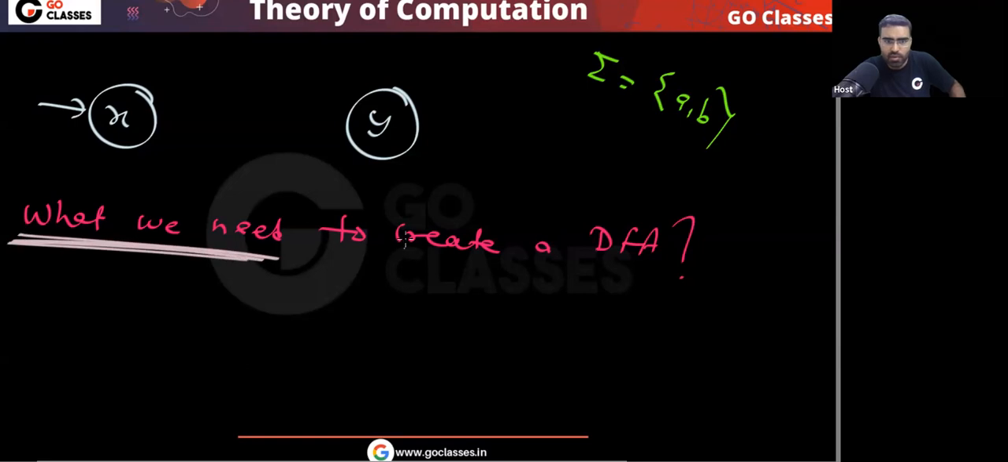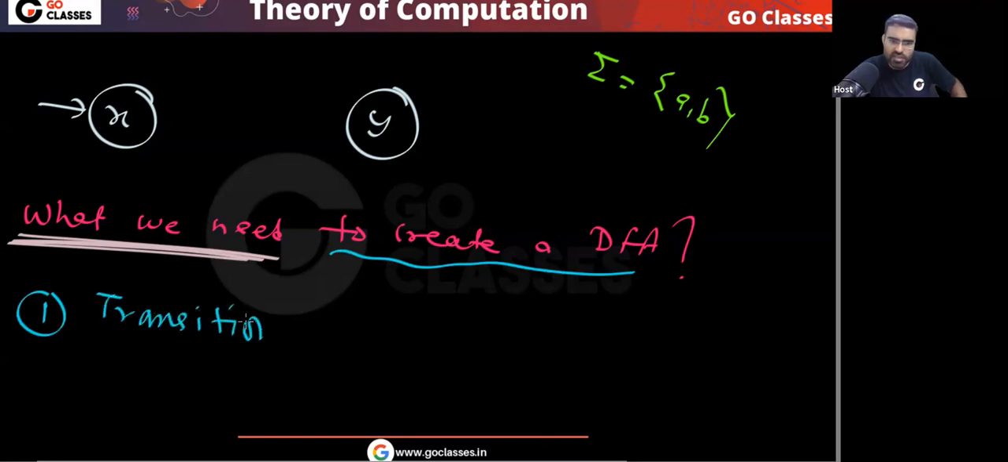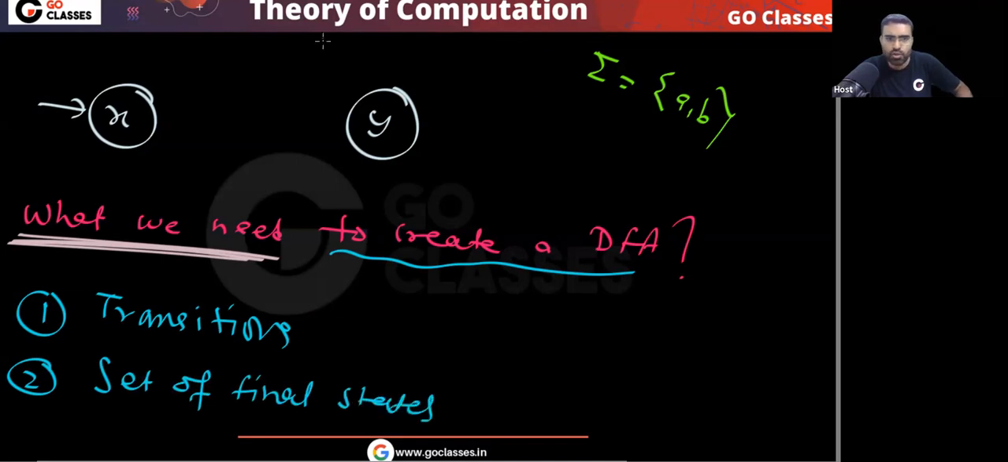What do we need to create a DFA? Two things you need. One thing is transitions. The second thing is the set of final states. Yes or no? Do you agree with me that you need two things? One is transitions, the second is the set of final states. Now you tell me how many transition functions you can create.